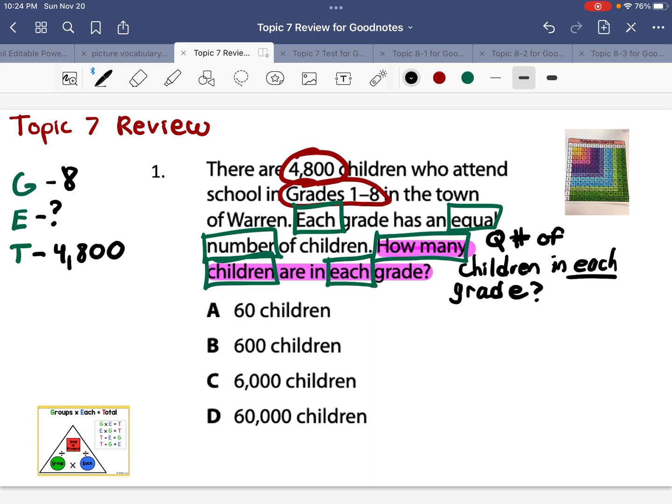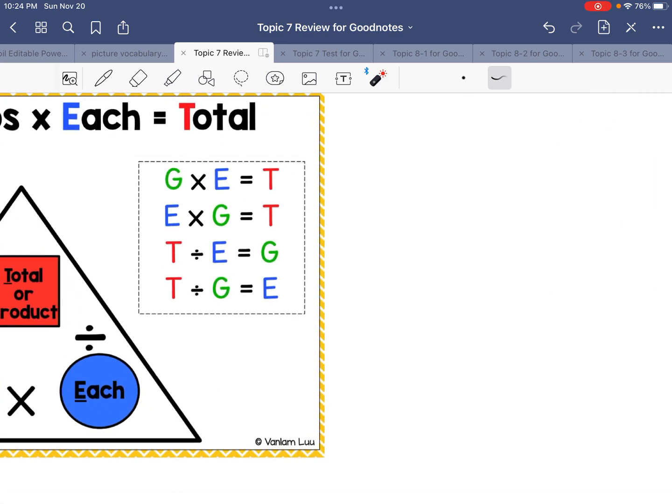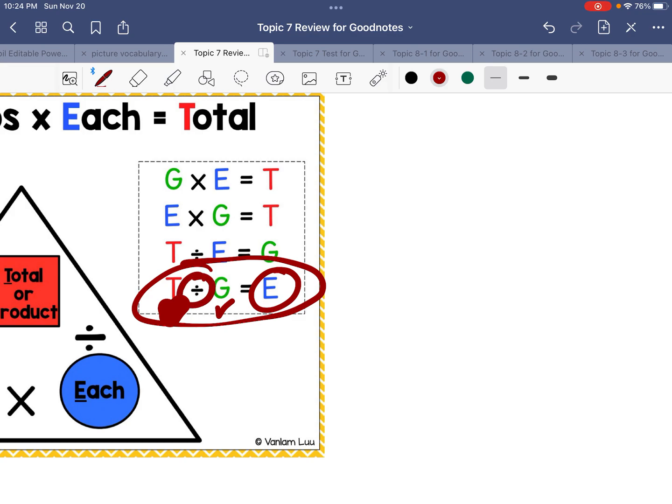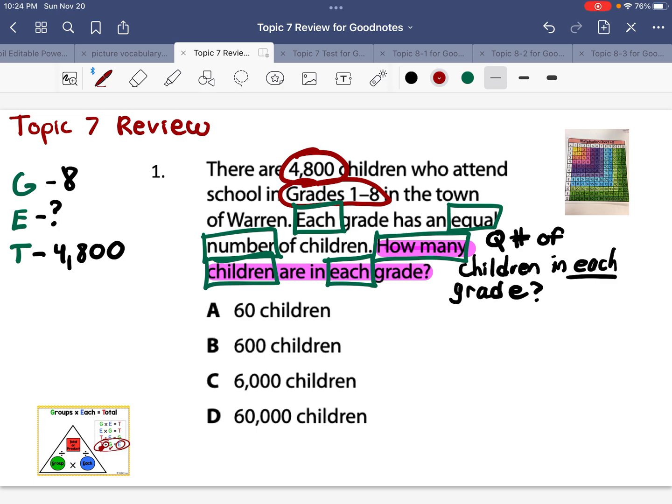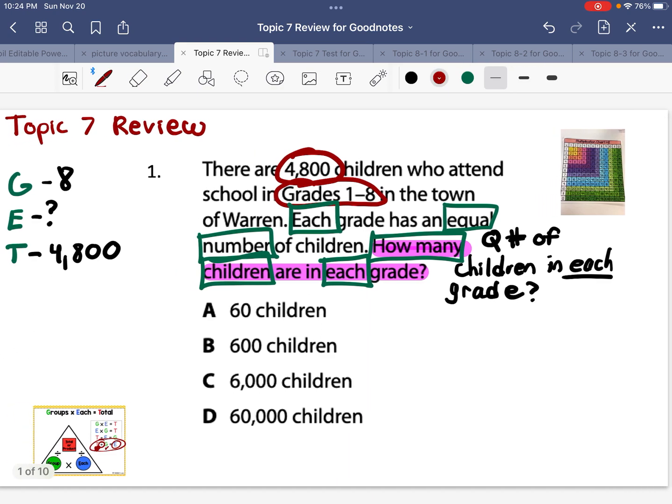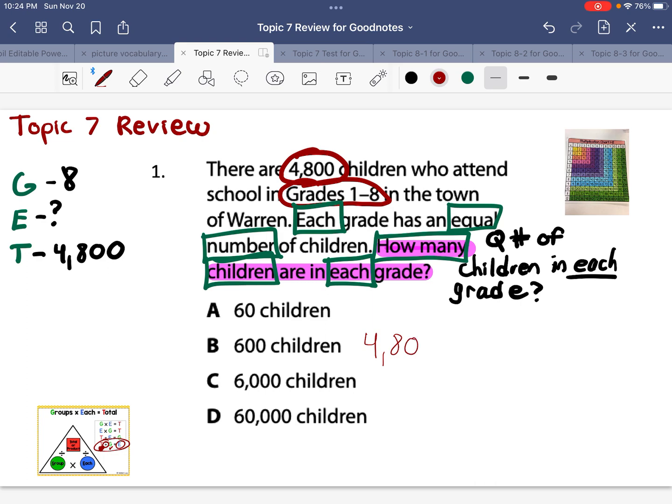So now I'm looking at my get. I know my total, I know my groups, but I don't know my each. So let me look at my anchor chart really quick. I'm going to repeat what I just said. I know my total. I know my groups, but I'm looking for my each. So I'm going to be using this one, and I'm going to be dividing. 4,800 divided by, let me write this over here so I have more room. 4,800 divided by 8, okay?